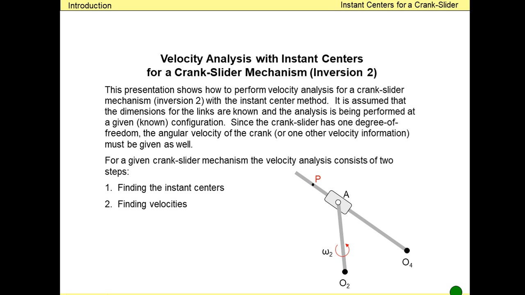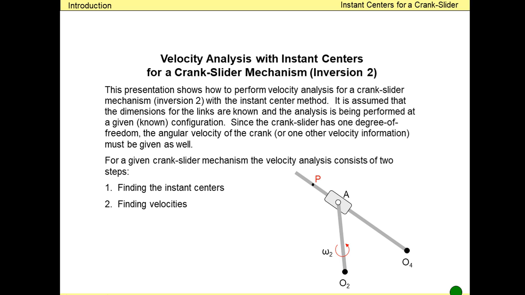Good morning, friends. Today I am going to discuss how to analyze the velocities of the slider crank mechanism with the help of instantaneous center. So, assume the dimensions of the links are known for the slider crank mechanism. For this given slider crank mechanism, there is only 1 degree of freedom. So, it is enough to define only one angular velocity of the crank. No need to define any other angular velocities.